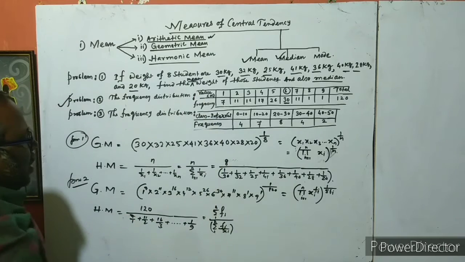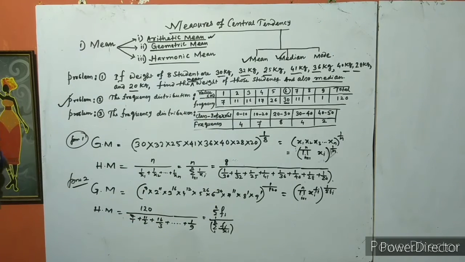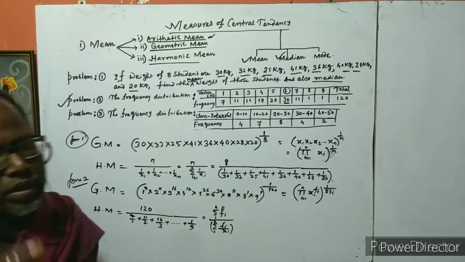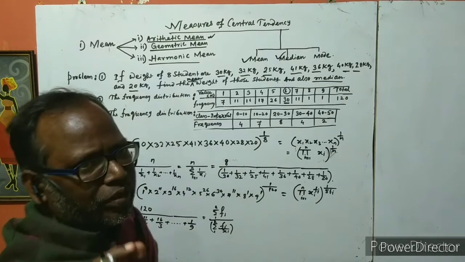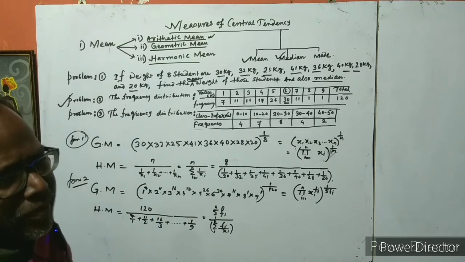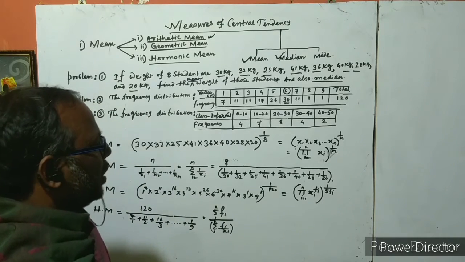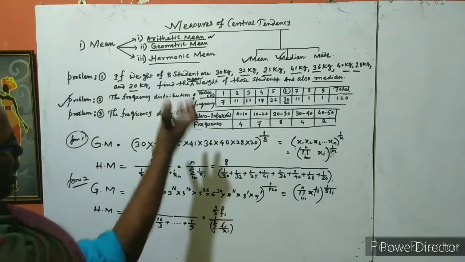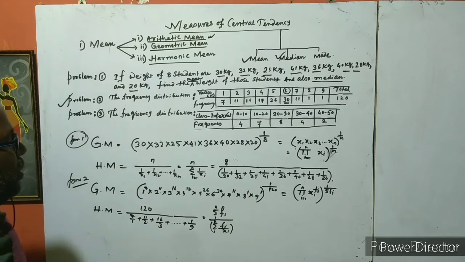Actually I used this table to write this formula, but in your exam just simple data would be given, and this type of long data is not given. That's why I used this table and wrote this formula.